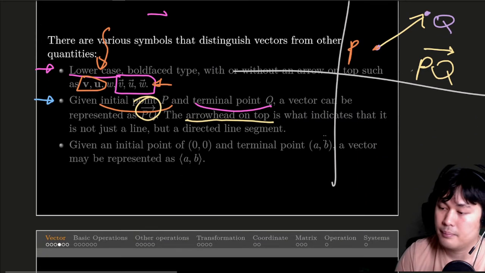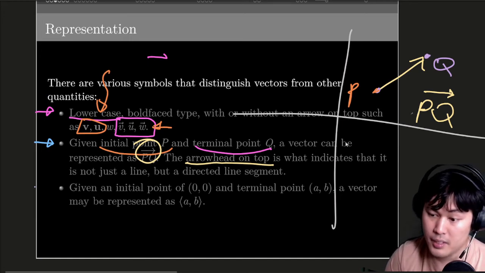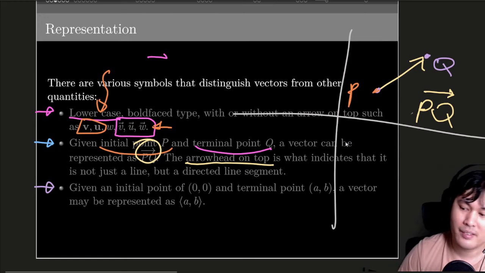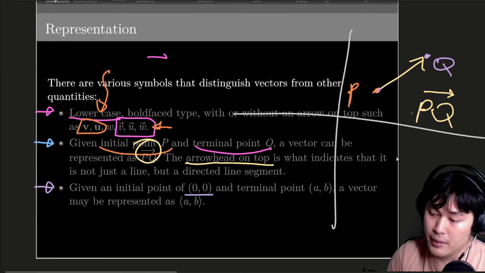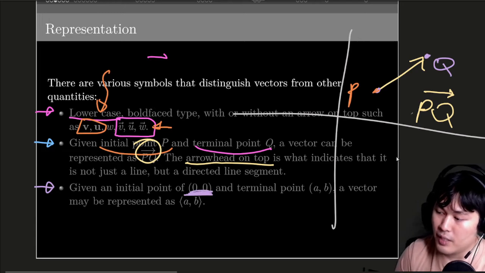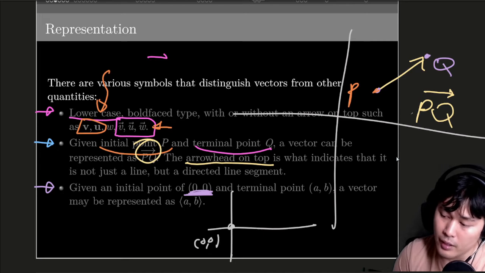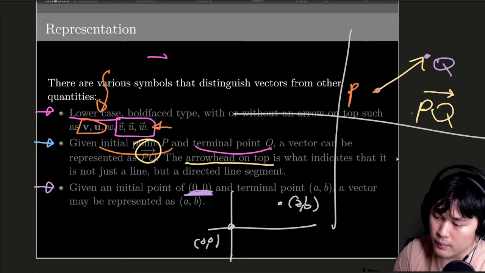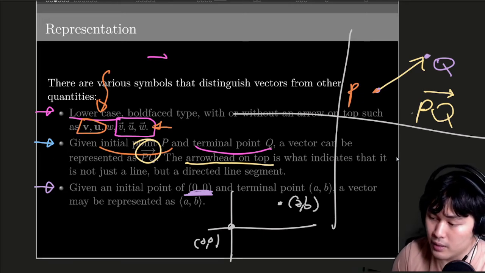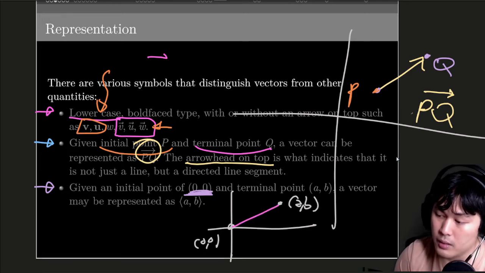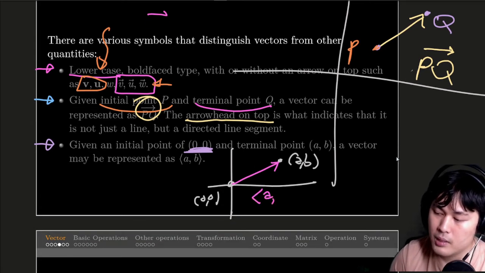It's first and last. And lastly, this is the computer scientist way of expressing a vector. If you have an initial point 0, 0, that would be the origin, and you have another point A, B. Then when you connect, using the second way, from the initial point to the point A, B, you just create a vector A and B.